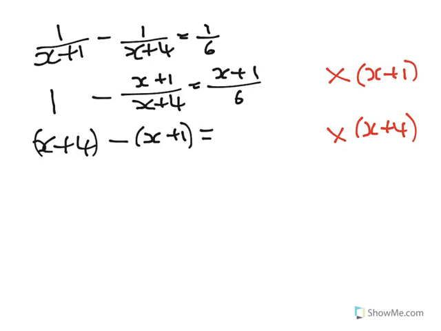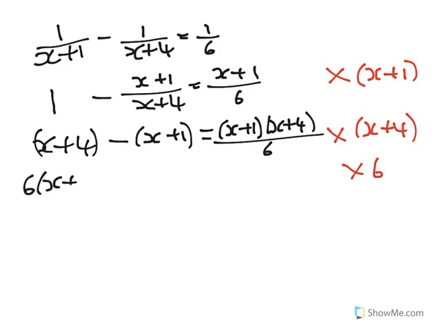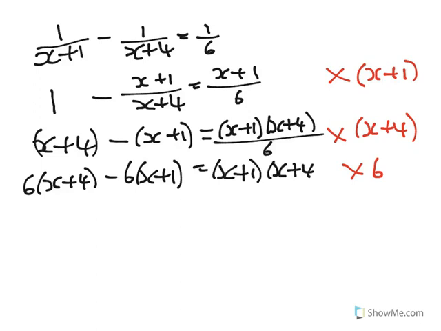Equals, and I've got times by x plus 4, so that will be x plus 1 times by x plus 4 over 6. I've now got to multiply everything by the denominator on the right hand side, so I'm just going to multiply everything by 6. So I'll have 6 times x plus 4 minus 6 times x plus 1 equals x plus 1 times x plus 4.